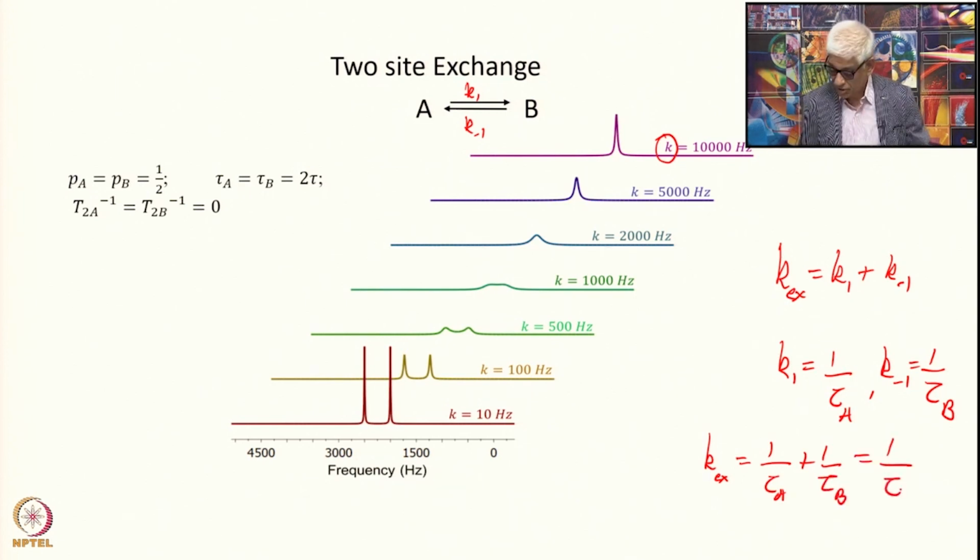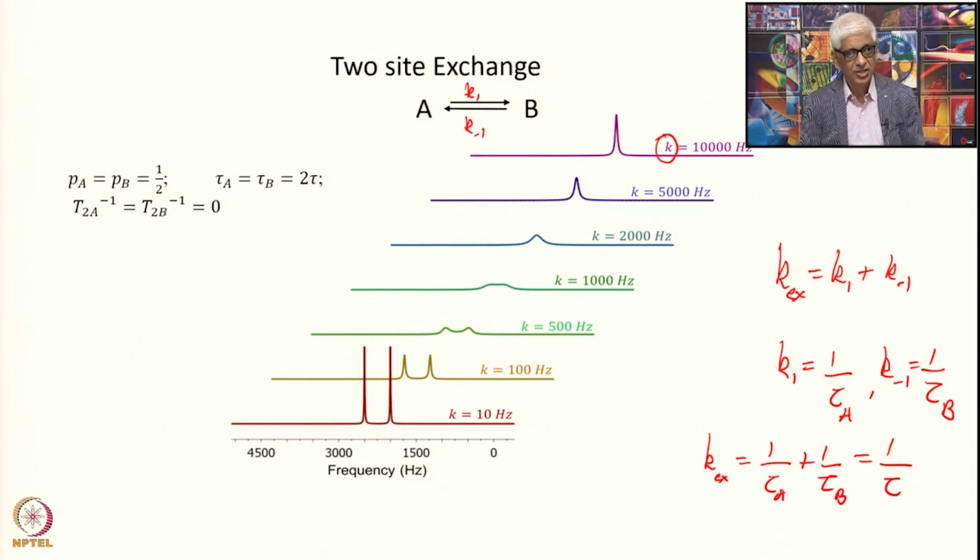Now we can substitute here, K minus 1 plus K. If you substitute tau A is equal to tau B is equal to 2 tau, then what you will get? You will get 1 by tau. So, tau is the single time constant which describes the exchange phenomena, how the spectra will change as a result of this exchange happening.